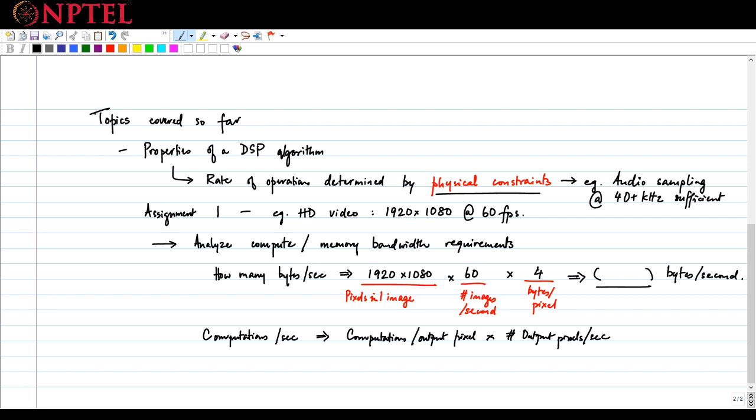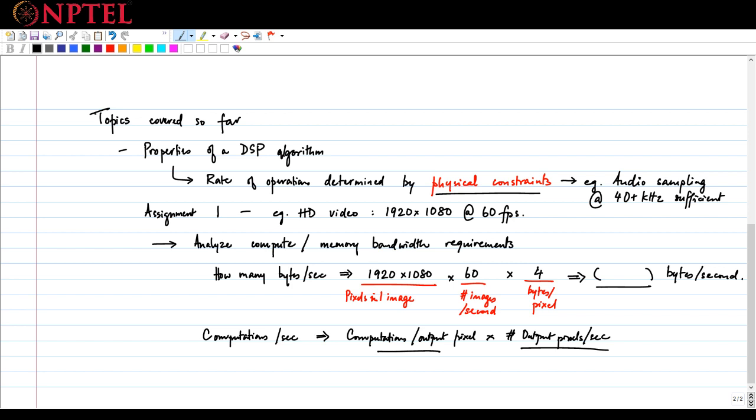If you want to find the total number of computations per second, let's break it up into things that we already have. What is the number of output pixels per second? Well, I want HD video, so the number of output pixels is 1920 x 1080 x 60 pixels per second. What is the number of computations per output pixel?